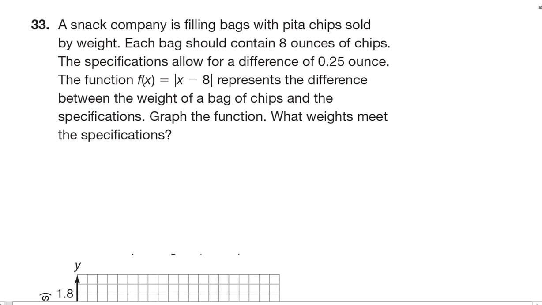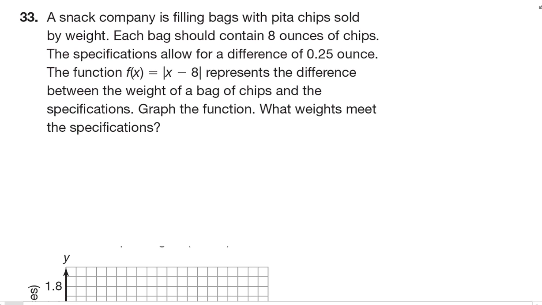And our final question we're going to look at is 33. This is one of about, I think, 4 word problems. A snack company is filling bags with pita chips sold by weight, pretty typical. Each bag should contain 8 ounces of chips. The specification allows for a difference of 1/4 of an ounce, 0.25 ounce. The function f of x equals the absolute value of x minus 8 represents the difference between the weight of the bag of chips and the specification. Graph the function. What weights meet the specification?